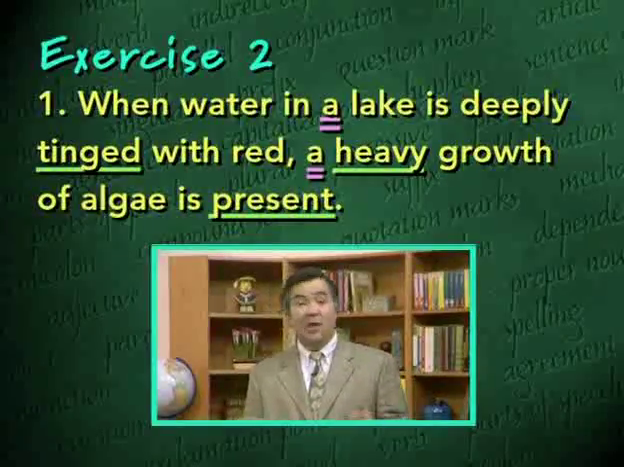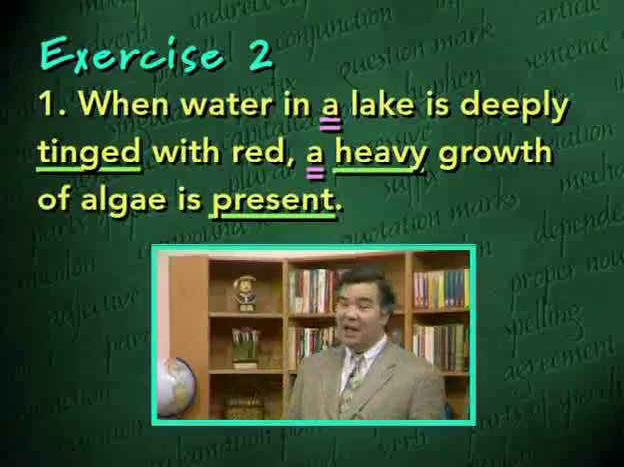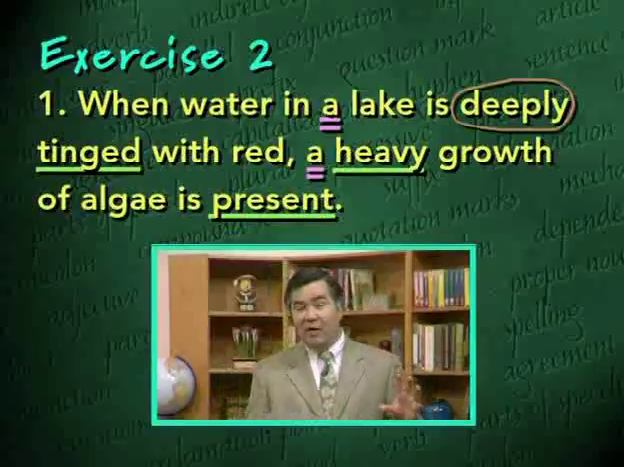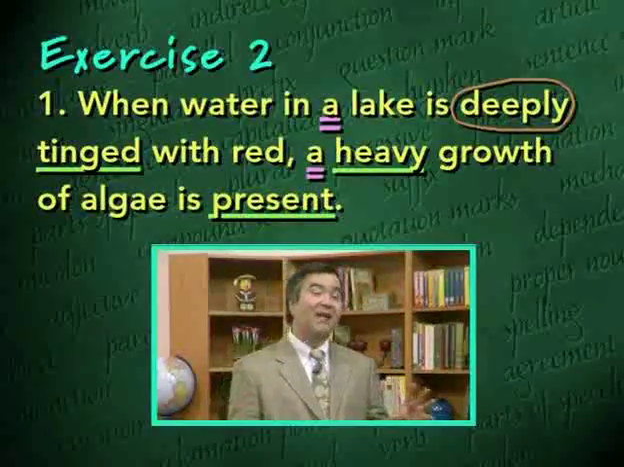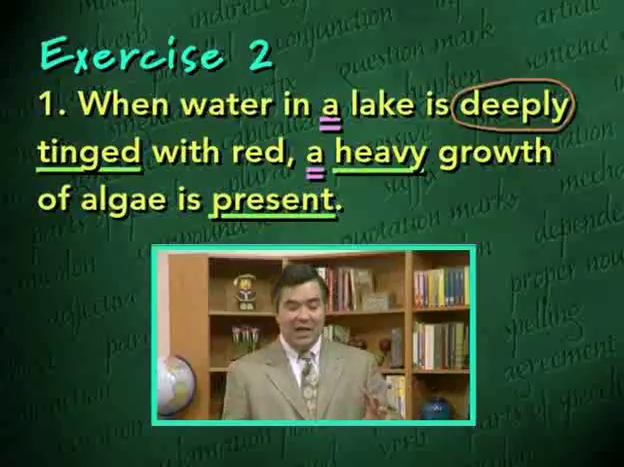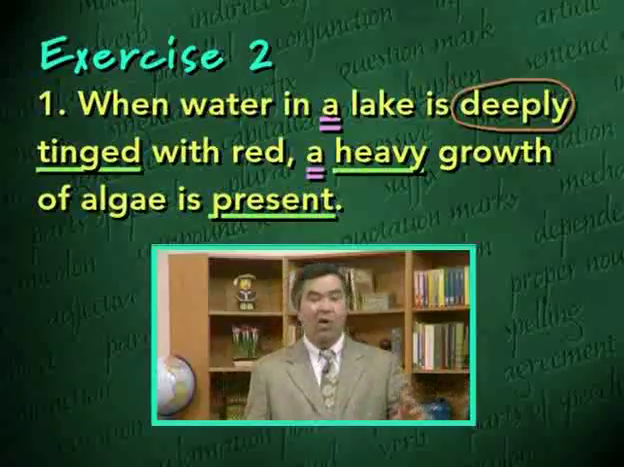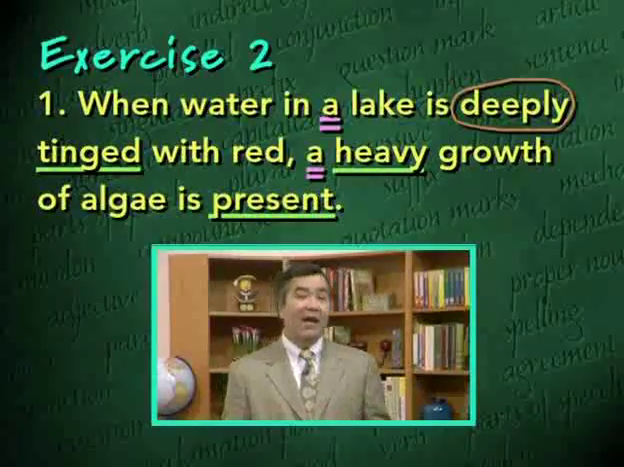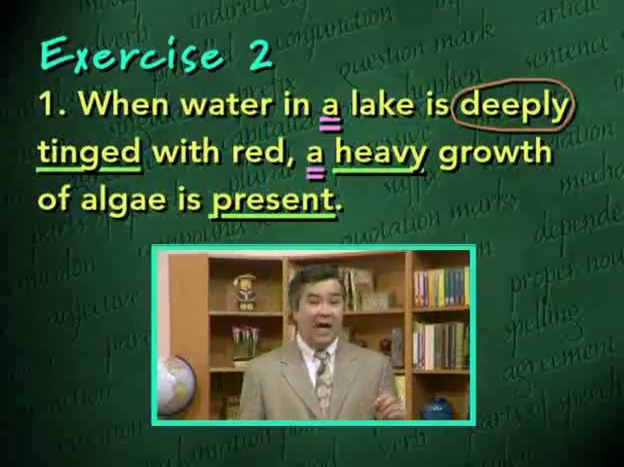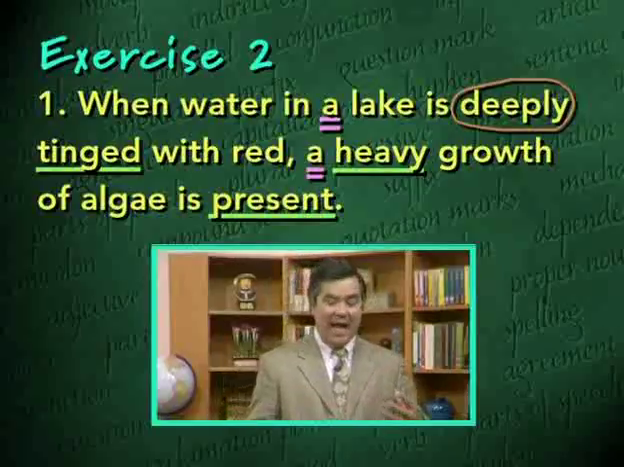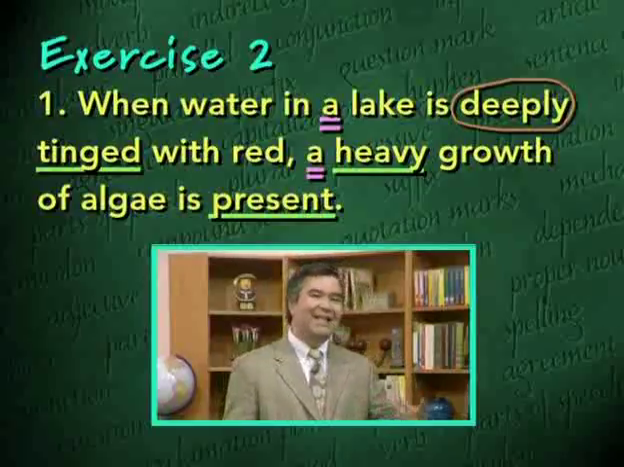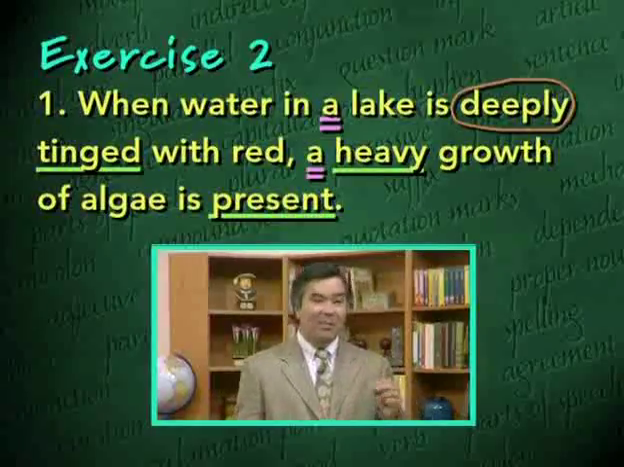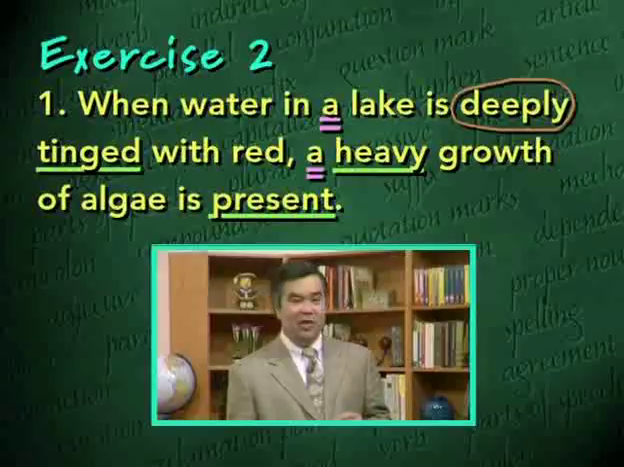Finally, adverbs. Remember, we said that adverbs often end in ly, and we've got one of those in this sentence, deeply. The adverb deeply in this sentence modifies the adjective tinged. It tells us how the water is tinged with red. How is it tinged? Deeply. Remember, adverbs often answer the question how, or tell us how something happens or appears. So in this case, it is deeply tinged. That's how it is tinged. And deeply is an adverb modifying the adjective tinged.